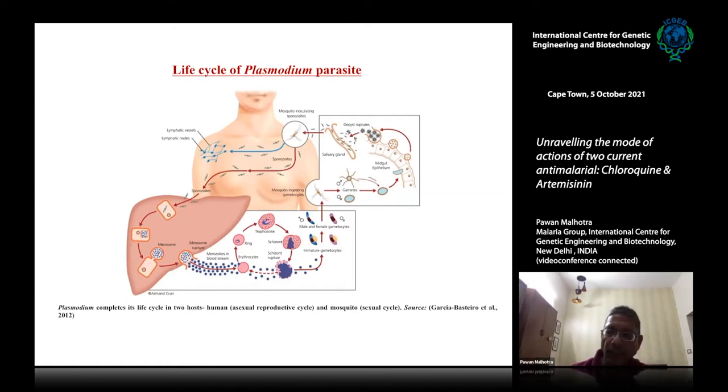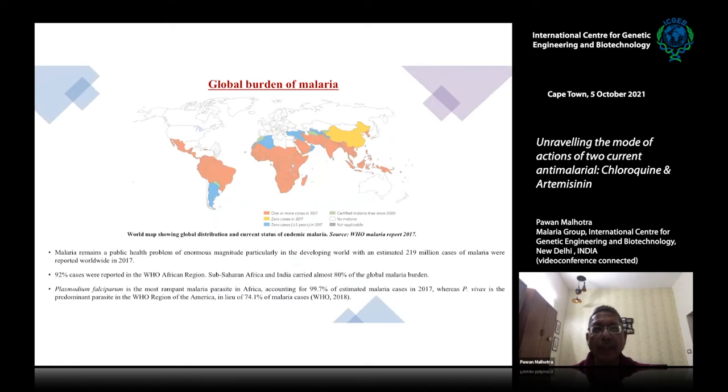Even after five decades of research, as you can see in this map, up till 2020 there are about 200 million cases all over the world, particularly in Africa. And P. vivax is most prevalent in Southeast Asia and South America. So we really require newer drugs as well as a vaccine if possible. Although a highly effective vaccine is still eluding us.